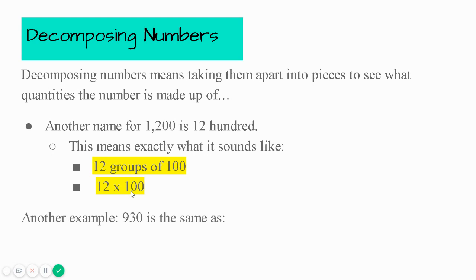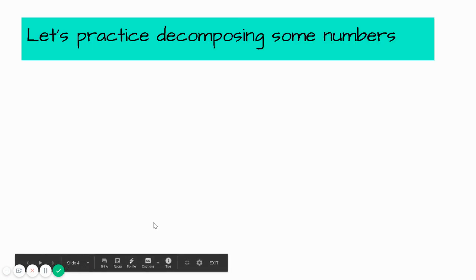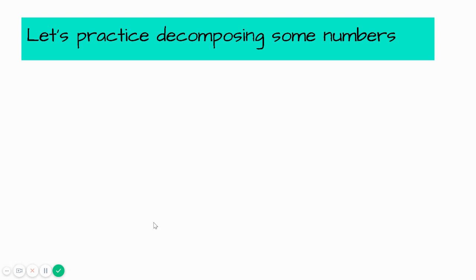Okay, here's another example. 930. 930 is the same as 93 tens. 93 tens, okay? 93 tens means 93 groups of 10, or 93 times 10. Okay, so let's try that with some more, okay?